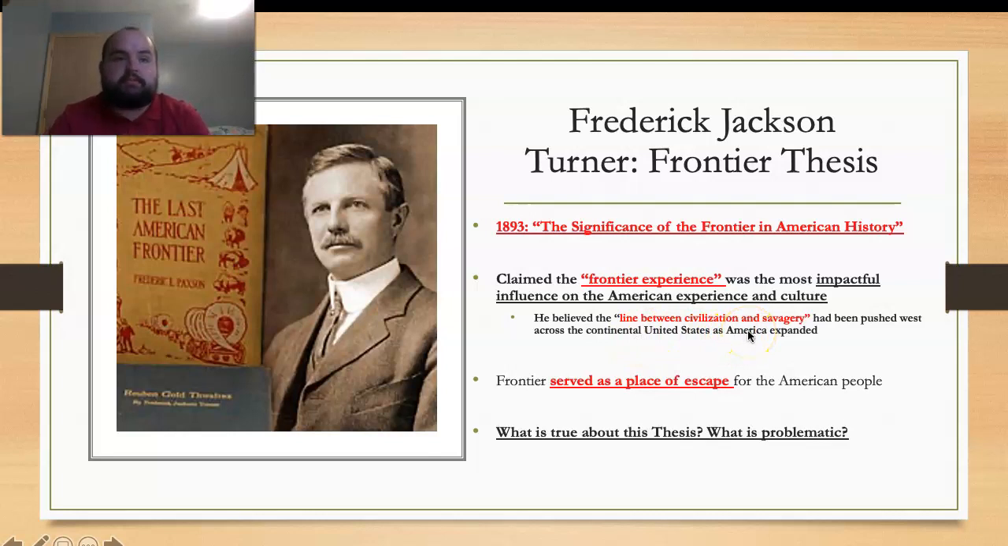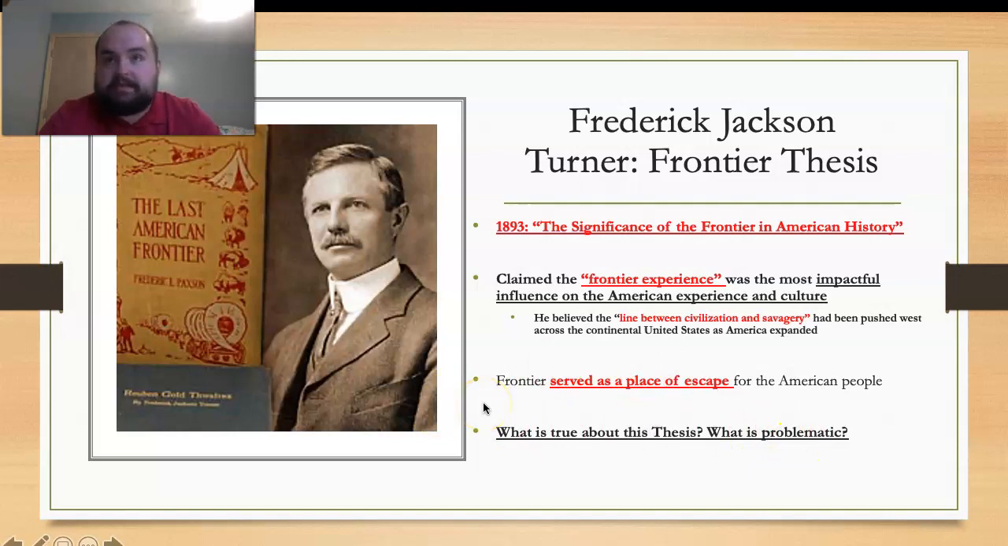So as you could imagine, there would essentially be a line between civilization and savagery. America would be the civilization. The plains in the American West that were unsettled at the time would represent savagery. To him, the frontier also served as a place of escape for the American people. Essentially, once the East got too crowded and too urbanized, as we talked a little bit about the past couple of weeks, Americans would be given the option to go out to the West where they could be free and independent and really realize the American dream, as far as he was concerned.